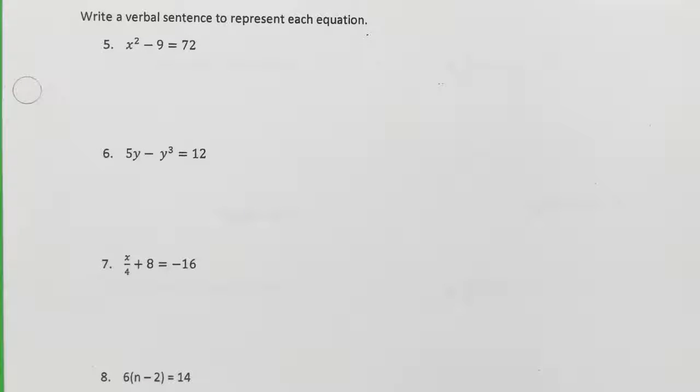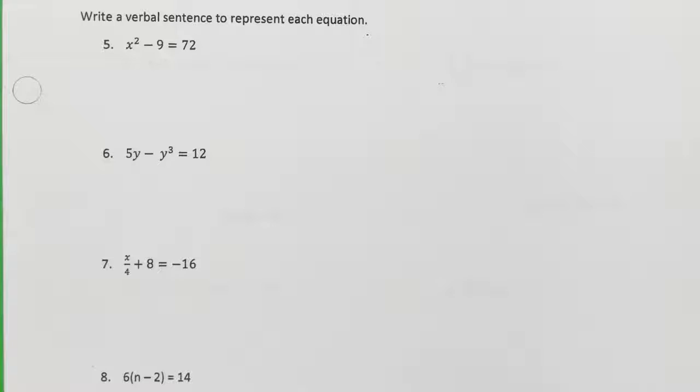All right, what about number 5? Anybody have their sentence they want to call out to us? Number 5? What you got, Jack? The difference between a number squared and 9 is 72. Perfect. Anybody have anything a little different? What you got, Jesse? I put 9 less than a number squared is 72. Perfect. 9 less than a number squared. Both of those are perfect. All right, let's talk about number 6.